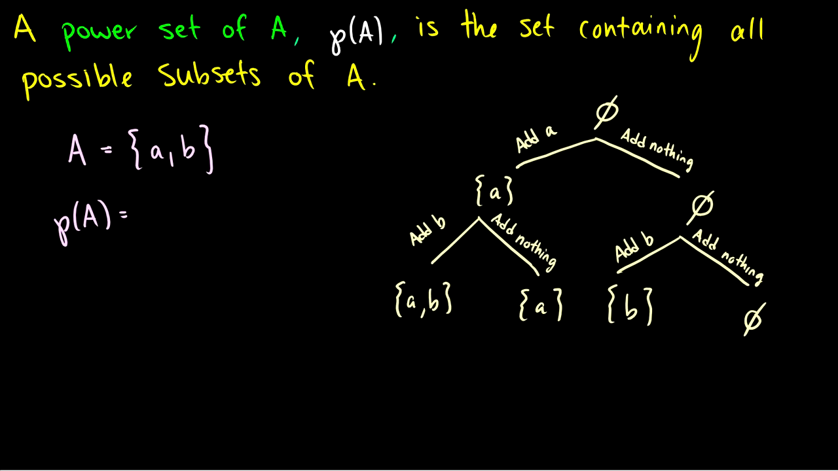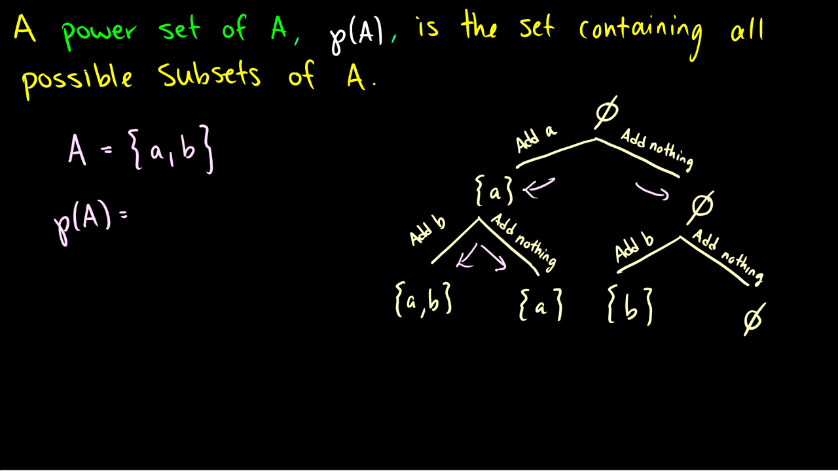With every element in the original set A, we start with an empty set, and we ask ourselves, do we add the first element? So here I'm starting with the empty set, and I'm asking myself, should I add A? If I add A, then I get the set containing A. If I don't add A, I'm left with the empty set. Now we move to the next element, and we ask ourselves, should we add B? If the answer is yes, then we end up with the set {A, B}. If we don't, then we end up with the set containing A.